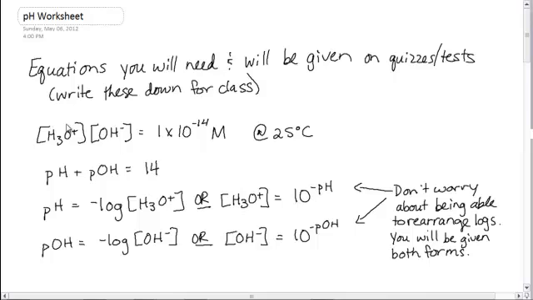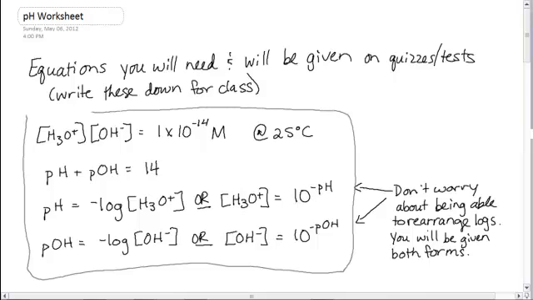These equations I have written here are the ones that you'll be given on tests and quizzes, and you're going to need them for class today. So go ahead and take a moment here and write them down. The first one we've already used on our last worksheet, and it'll come up again in this worksheet. The other three you should have seen in the pH video.